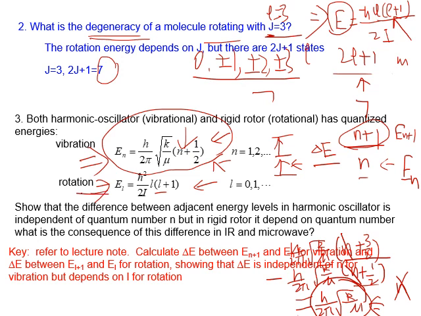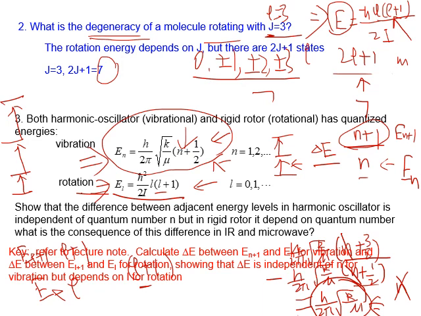Similarly, you do the rotation. You choose L and L plus 1, and you calculate E(L+1) minus E(L). You will find that the equation has a quantum number L in it. In fact, L plus 1 is still in the equation, and therefore the energy separation for rotation depends on L. So when you increase L, the separation increases, an increasingly larger separation.